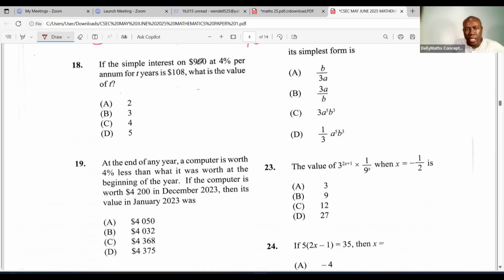If the simple interest on this at that rate is this, what is the time? Time is simply your interest times 100 over P times R. So your interest is 108 times 100 over 900 times R, which is 4. So we could cancel out. These two zeros cancel, that's 9. 9 could work into 108. Remember now, 108 divided by 9 is 12, right? So this is 12. And then 4 goes into 12 3 times. So the answer here is 3.